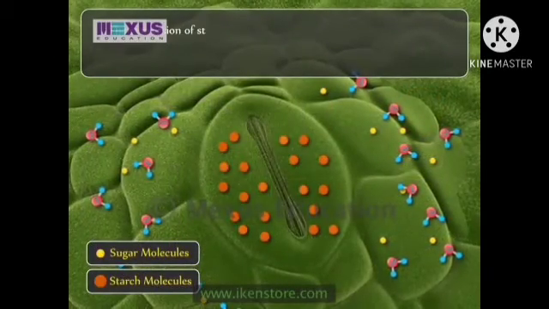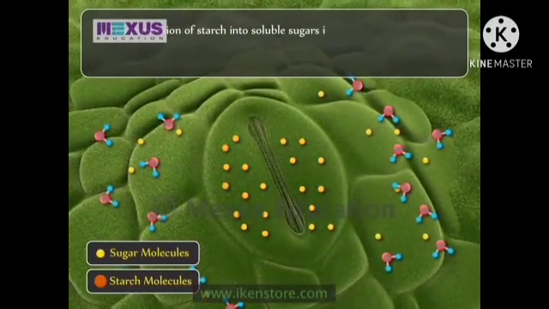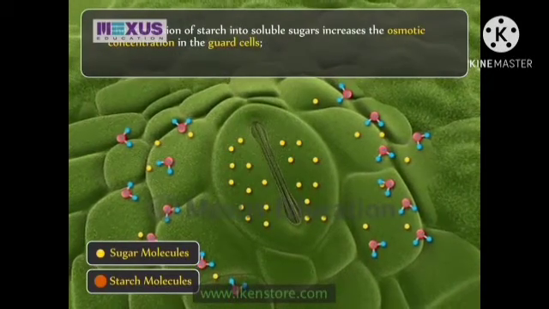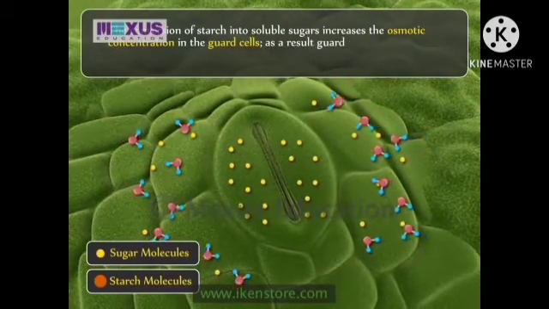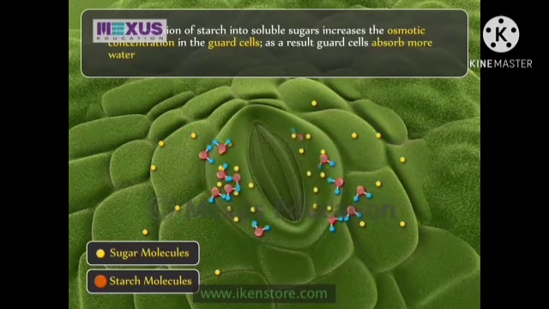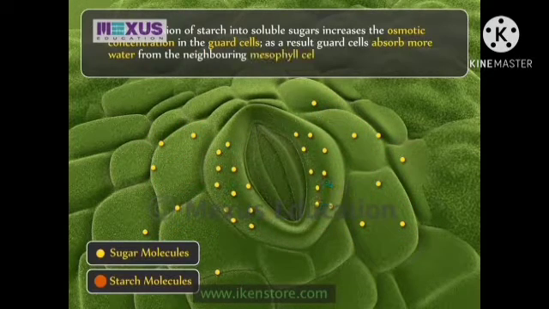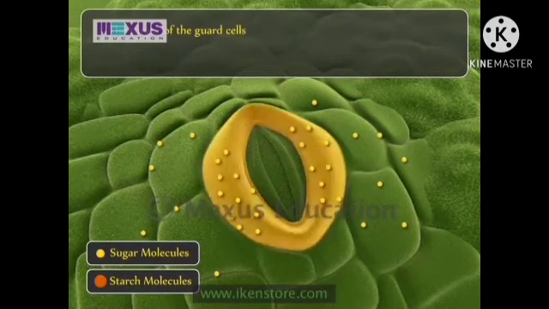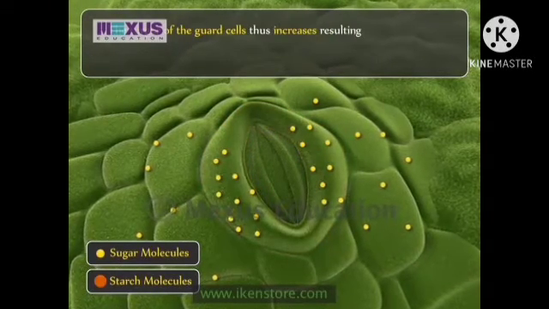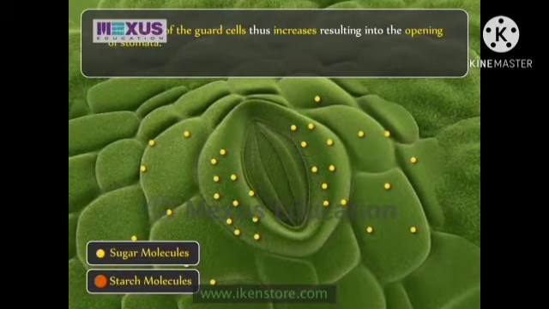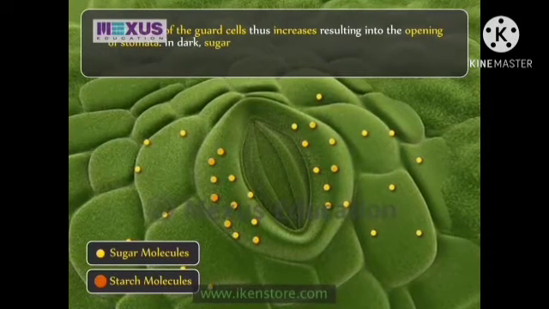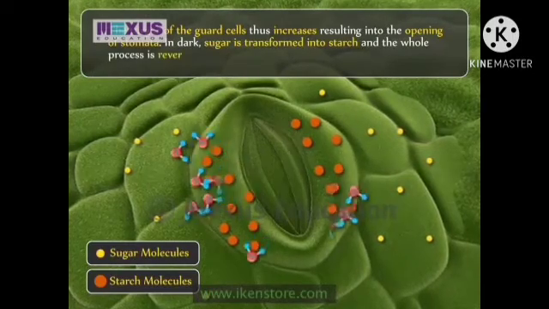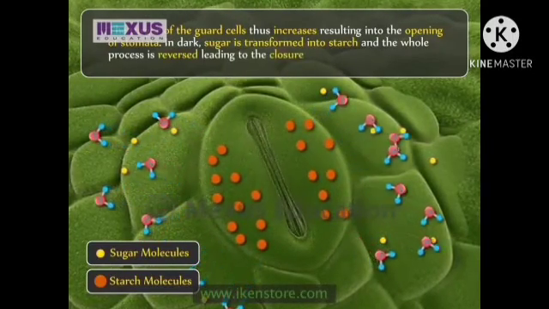The conversion of starch into soluble sugars increases the osmotic concentration in the guard cells. As a result, guard cells absorb more water from the neighboring mesophyll cells. The turgor of the guard cells thus increases, resulting in the opening of the stomata. In the dark, sugar is transformed into starch, and the whole process is reversed, leading to the closure of the stomata.